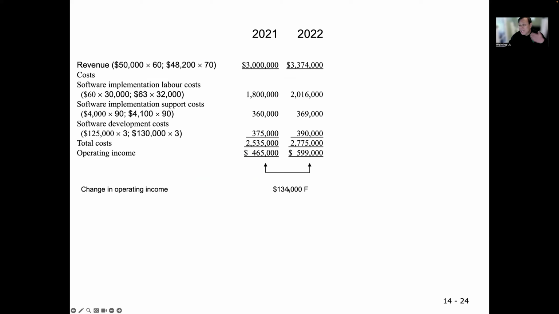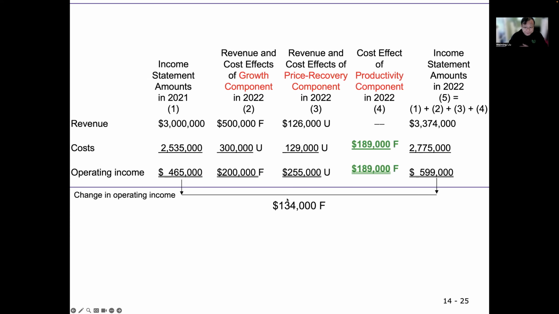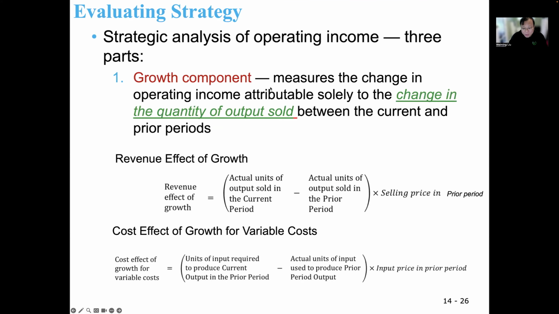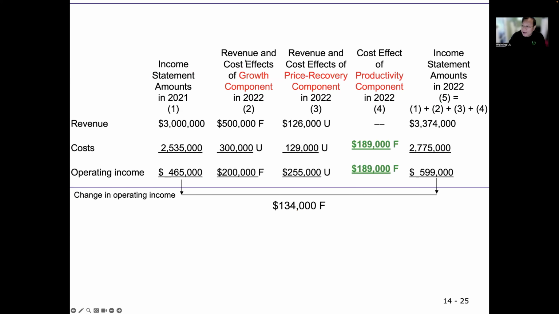So we are doing a strategic analysis. Basically, this can be broken down into three components. One is called the growth component. This growth component has a revenue effect and a cost effect. And obviously, when you think about growth, this is really about the sales volume. The price recovery component has an effect on revenue and cost. So this is really about the price, the input price and the selling price.